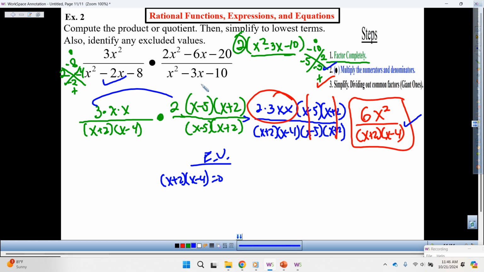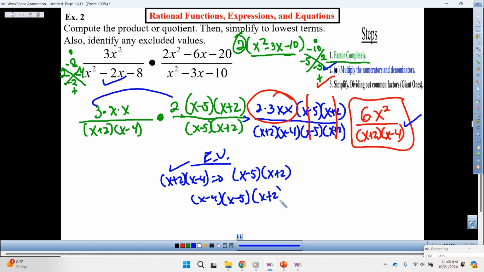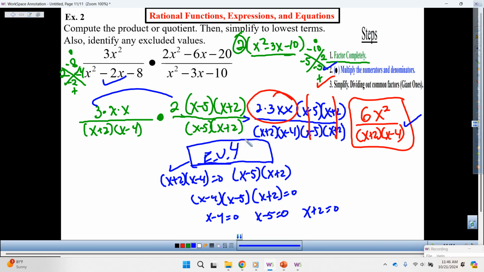How about this one? X minus 5, x plus 2, and all that together, but we already have the x plus 2 here, right? So I would write x minus 4, x minus 5, x plus 2 equal to 0. Set each one equal to 0 and solve. So my excluded values are 4, 5, and negative 2.